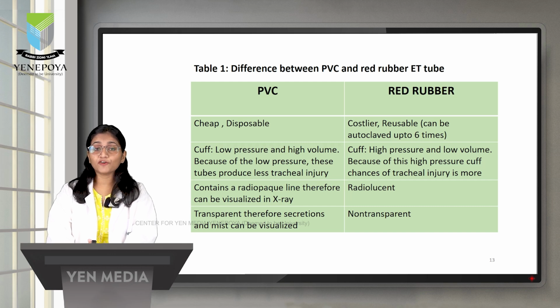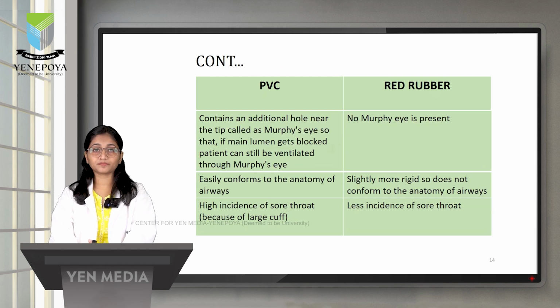The cuff of a PVC tube is a low pressure high volume cuff, and because of the low pressure, this tube produces less tracheal injury. In the red rubber tubes, the cuff is a high pressure low volume cuff, and because of the high pressure cuff, chances of tracheal injury is more. The PVC tube contains a radio-opaque line, therefore can be visualized in the X-ray, whereas the red rubber tubes are radiolucent. PVC tubes are transparent and therefore secretions and mist can be visualized, whereas the red rubber tubes are non-transparent.